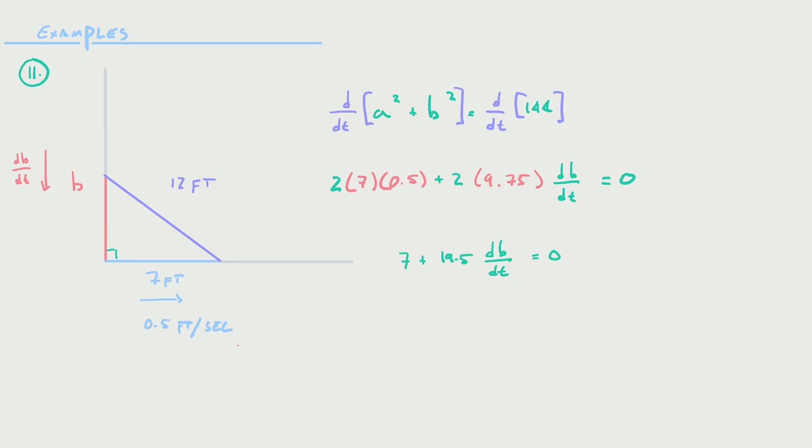So I just did some algebra. 2 times a half is 1. So I was just left with 7 there. 2 times 9.75 is 19.5. I subtracted the 7 and then divided by 19.5, so I got negative 0.36 feet per second. Which means that the answer to our question, and I don't think I wrote this down, would be that the ladder's sliding down the wall at 0.36 feet per second.